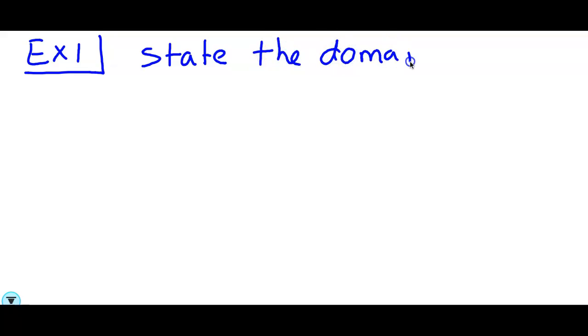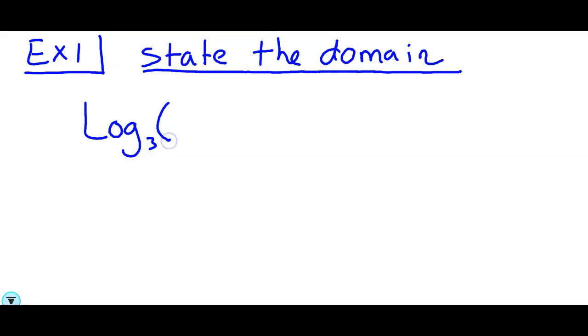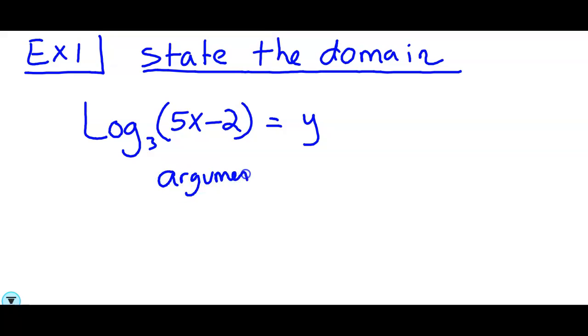On your homework, it's going to say, state the domain. In other words, they want you to state what are the possible values of x. So, example 1, here you go. Let's put equals y. Okay, so for this logarithm, the argument has to be greater than 0.